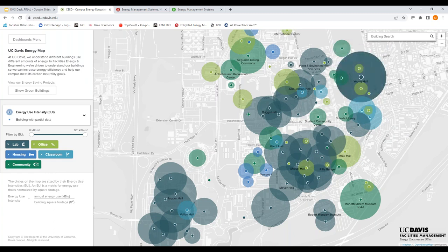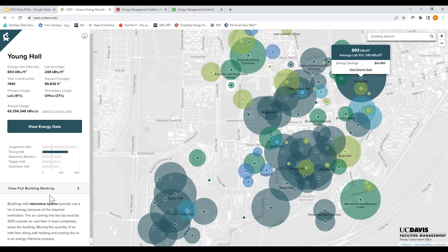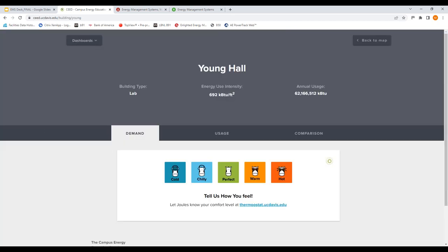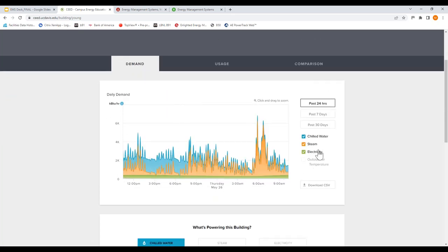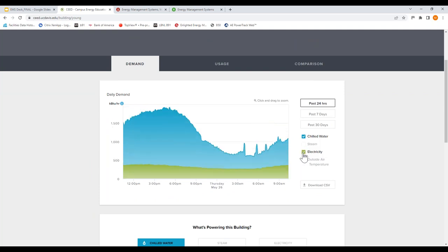So if I go back to this, I wanted to show you a couple more things. There's a lot on this website, so there's a lot to discover. But ultimately, when you click on it, you'll see some more information about the building. Then you can go look and view some energy data. Give it a second to load here. What you're looking at is that particular building, a couple of their systems, but we're going to just look at the chilled water for a second.